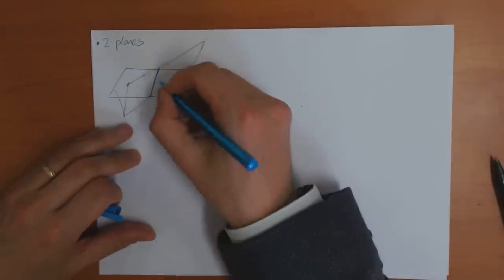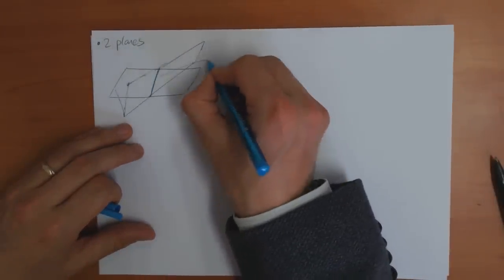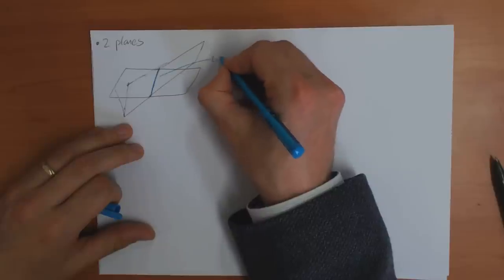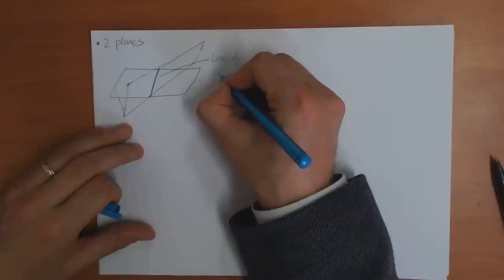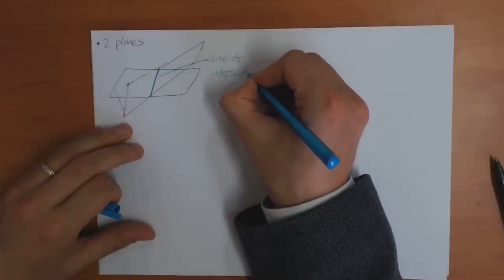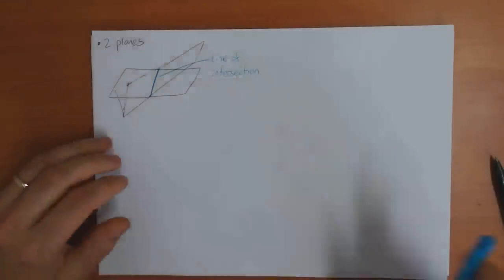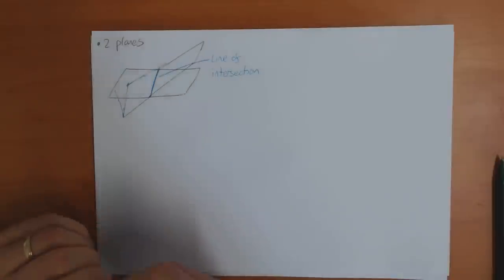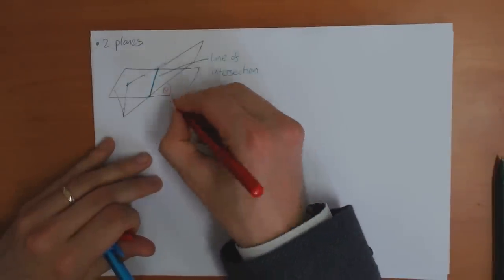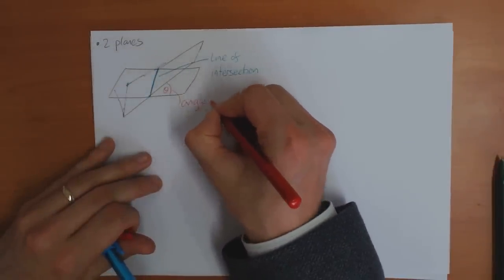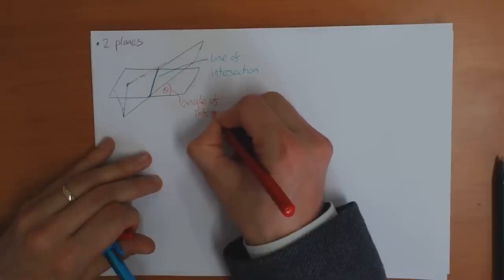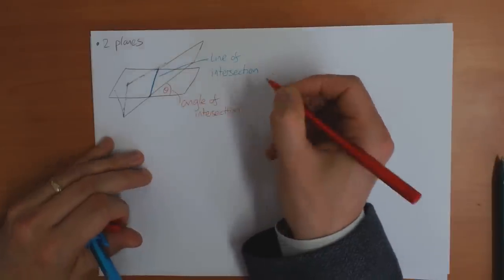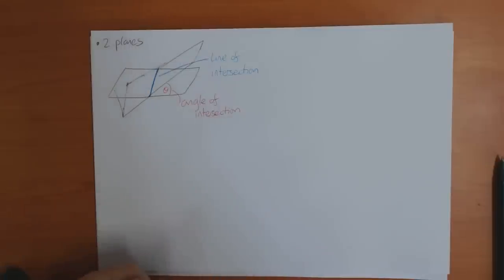That's where the two planes meet. So the place where the two planes meet is called the line of intersection. And the angle between the two planes here, theta, is again called the angle of intersection. So how can we find these two things? Maybe it's just best if I do it with an example.